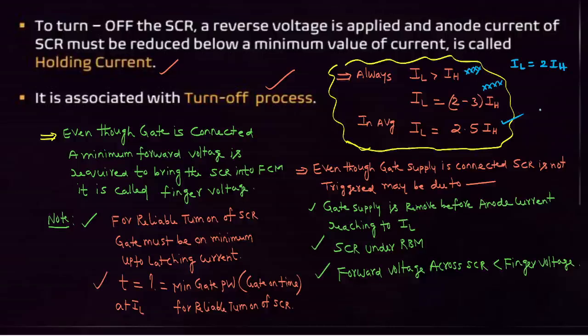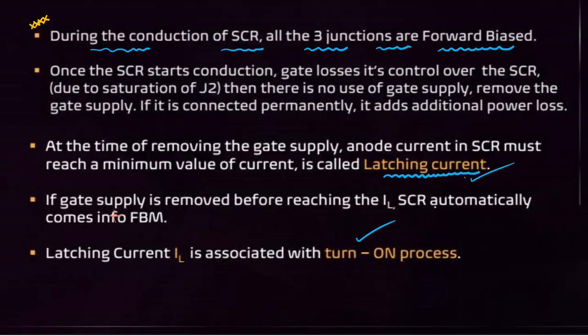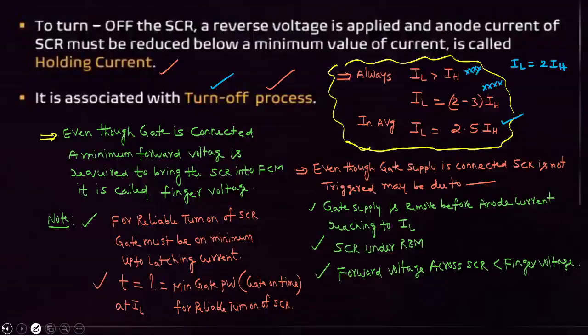On average, latching current is equal to 2.5 times the holding current. Holding current is associated with the turn off process, important. But latching current is associated with the turn on process. Here I have given some important observations that you have to concentrate on.